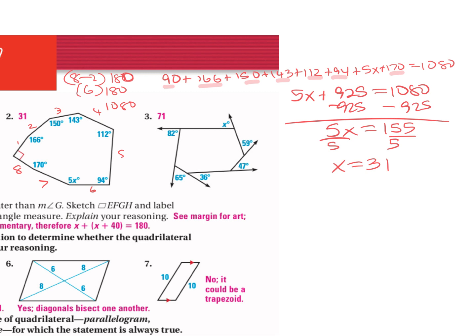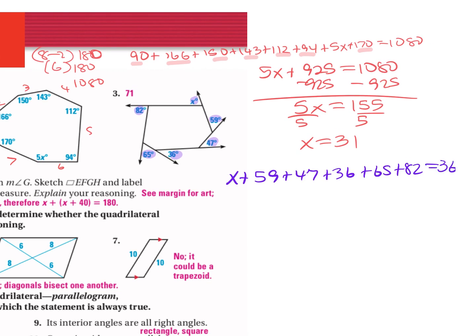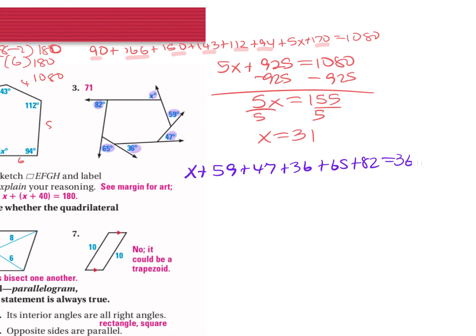Then number 3, these are all exterior angles. So what I need to know is that the sum of the exterior angles is always 360. So I'm going to add 82, the 59, the 47, the 36, and the 65, and the x, and set it equal to 360. So x plus 59 plus 47 plus 36 plus 65 plus 82 and set it equal to 360.